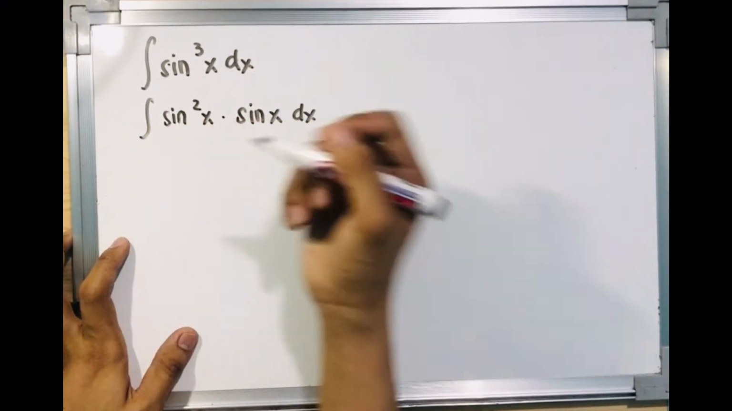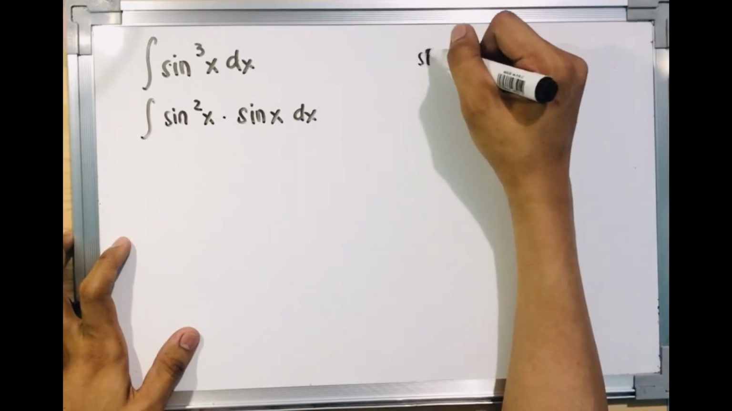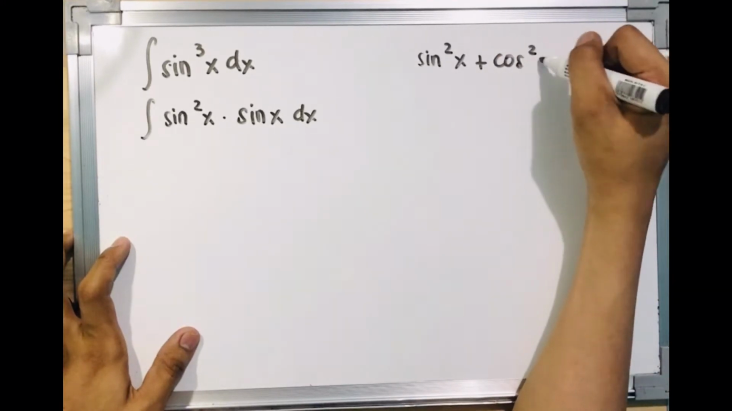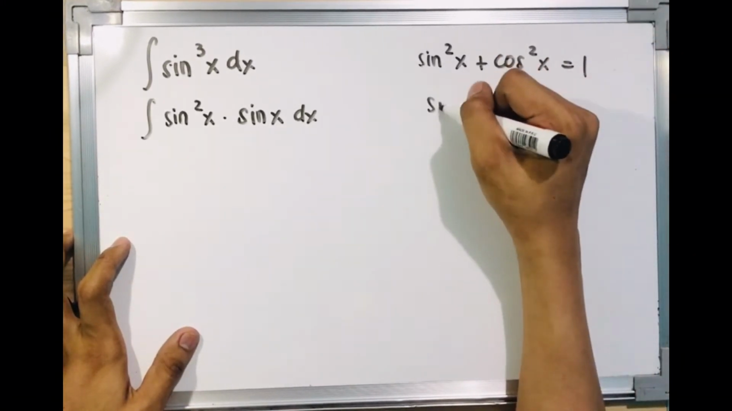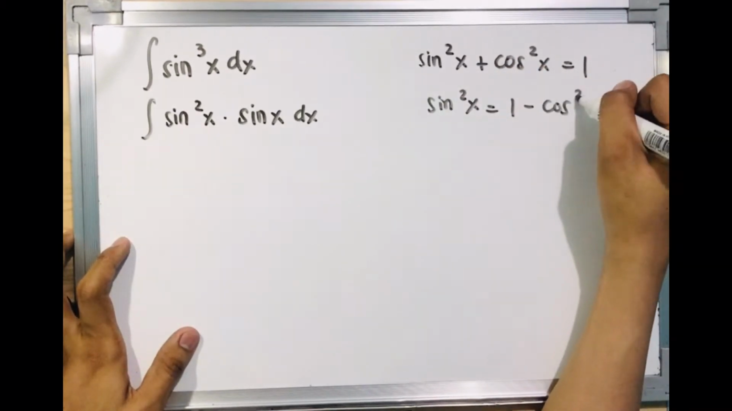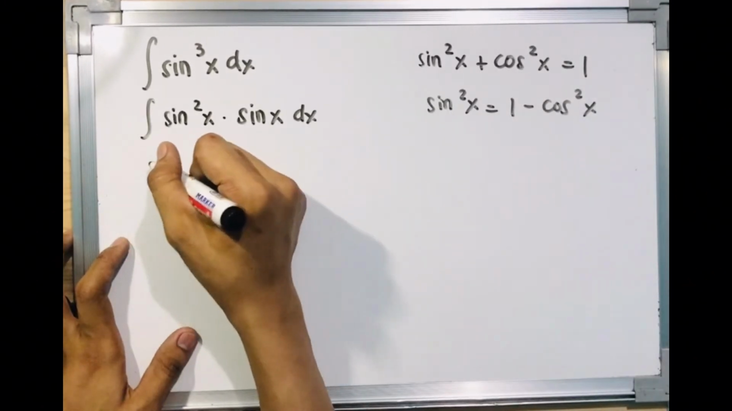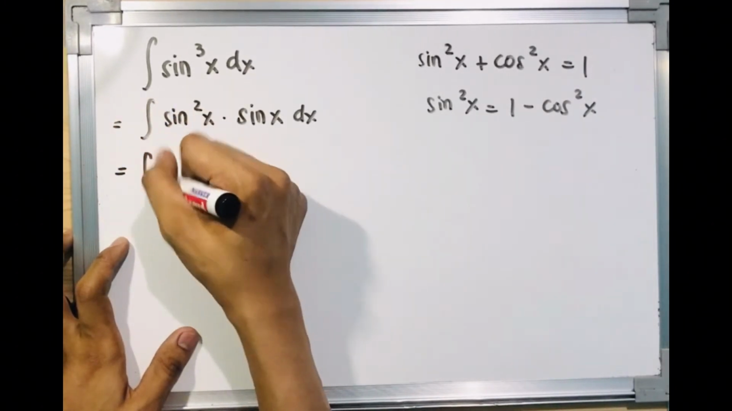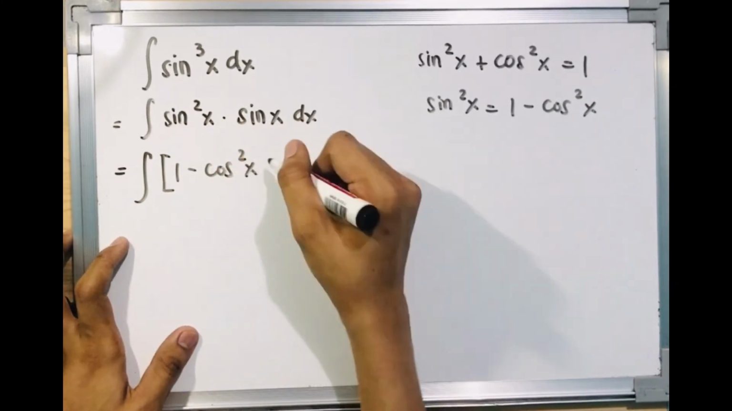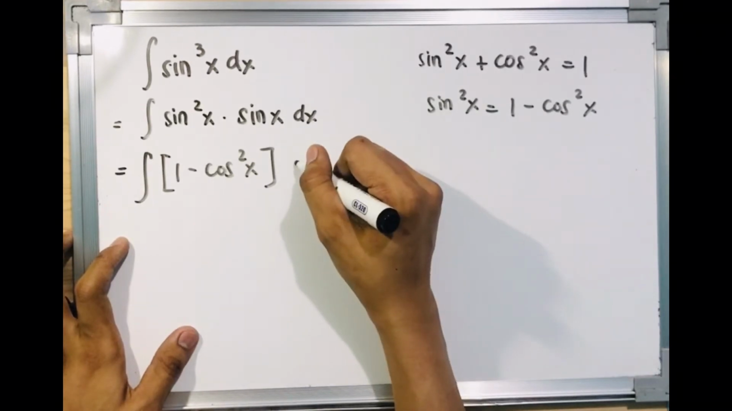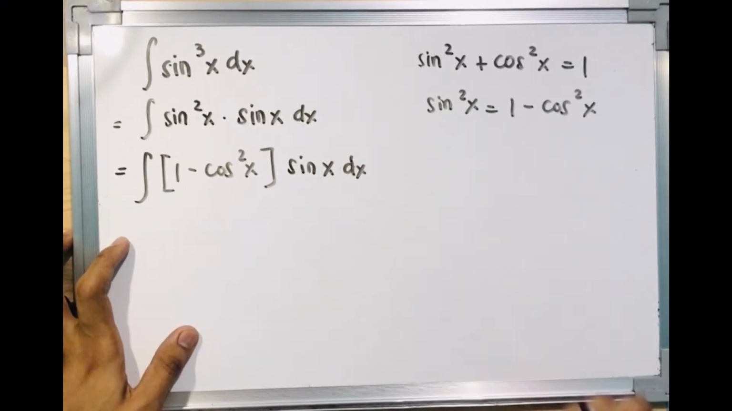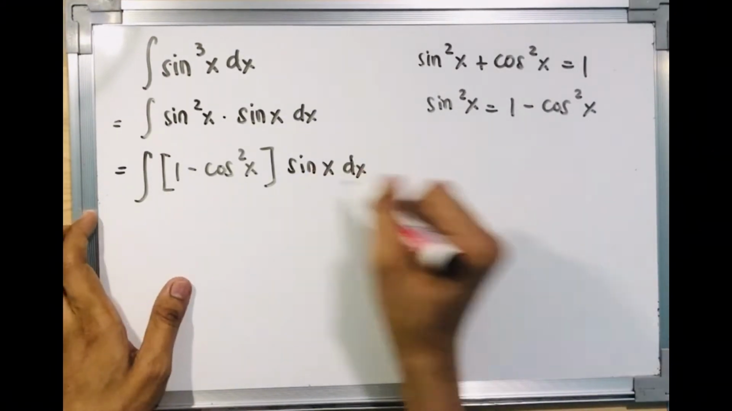At ano yung gagamitin nating identity dito, since we know that sine squared of x plus cosine squared of x is equal to 1. Therefore, my sine squared of x is equal to 1 minus cosine squared of x. Okay? So, yan yung gagamitin nating identity dito. Therefore, this will be 1 minus cosine squared of x. Okay? And then, putting sine of x dx. At kung mapapansin natin, may makakancel out na tayong isang function, which is yung sine of x natin.